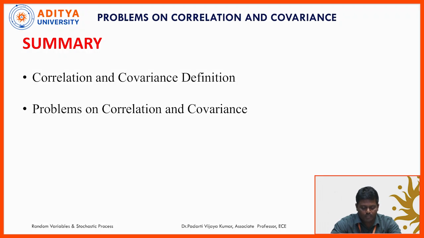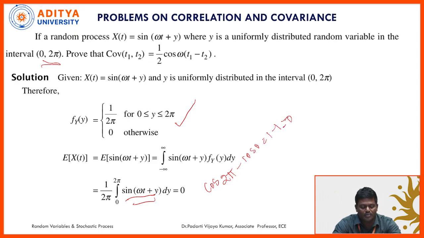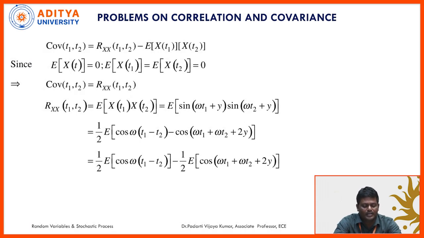So, we will see a problem related to the covariance. A random process x of t is given as sin of omega t plus phi, where phi is a uniformly distributed random variable over the interval 0 to 2 pi. Covariance we need to compute. Since phi is a uniformly distributed random variable, the density function of the uniformly distributed random variable is given. So, the expectation of x of t, sin of omega t plus phi, with f of phi equal to 1 by 2 pi. In this integration we will get cos 2 pi minus cos 0, 1 minus 1, 0. The expectation is 0.